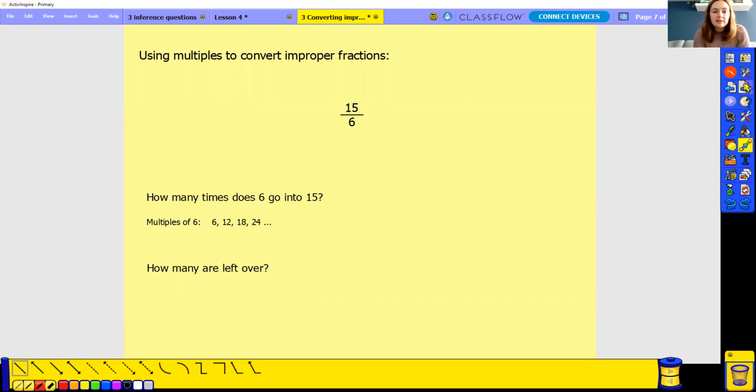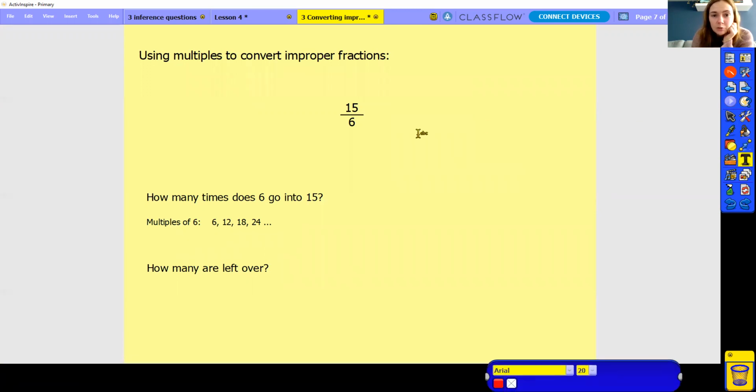So first of all, we need to think, how many times does 6 go into 15? If you were doing a division, how many times does 6 fit inside 15? So how many groups of 6 are there in 15? Well, there's 6, 12. So that is how many groups? 2 groups. So there are 2 full groups of 6 in 15.